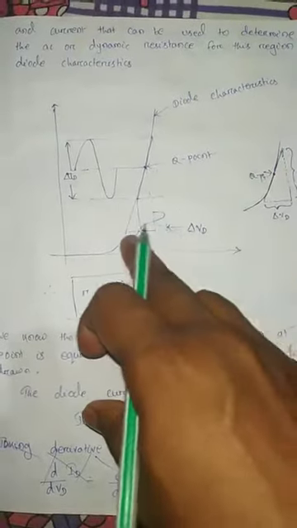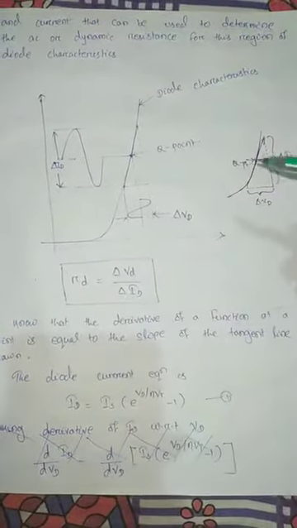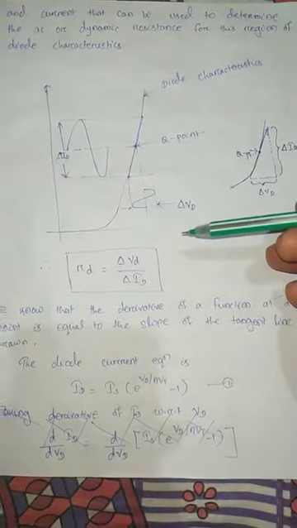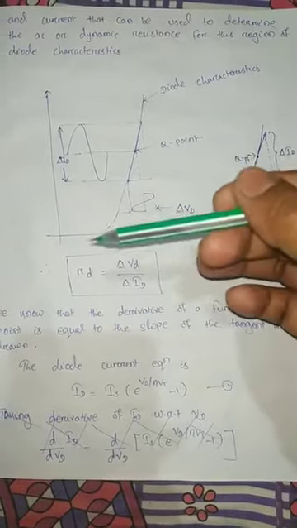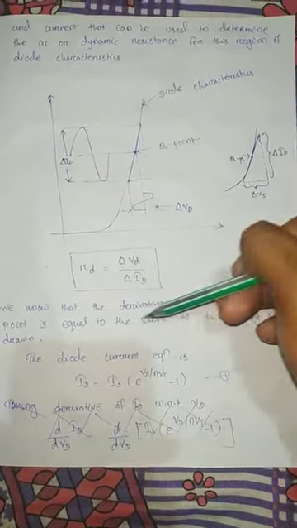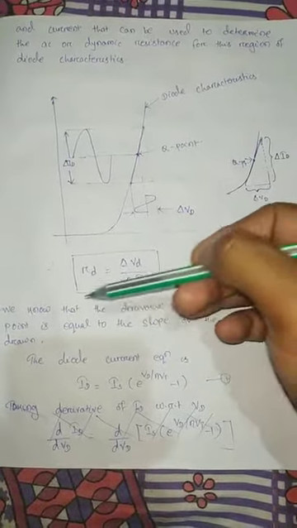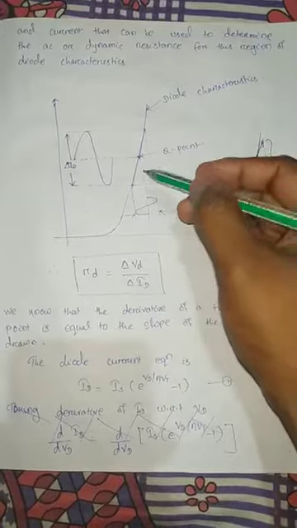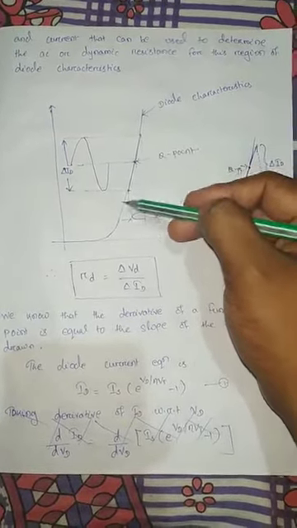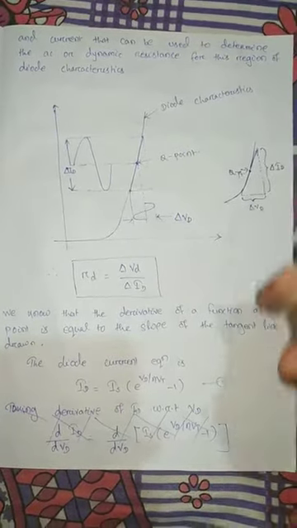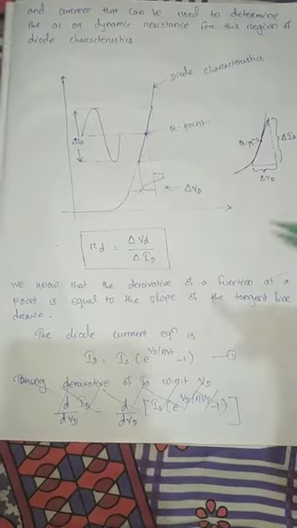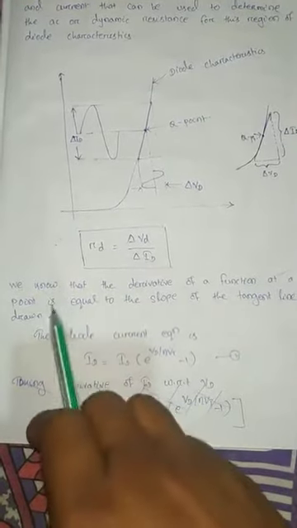This is the graphical method of finding the dynamic resistance. There is another method, the derivative method, by which we can find the AC or dynamic resistance. We know that the derivative of the function at a point equals the slope of the tangent line drawn at that point. So using this derivative method, let us see how we find the dynamic resistance.